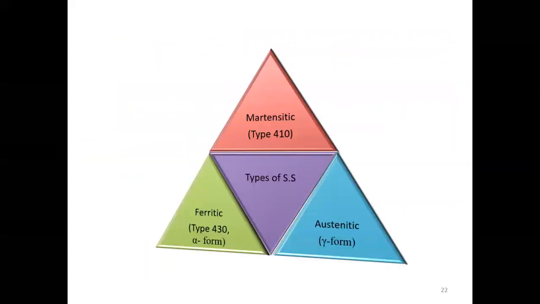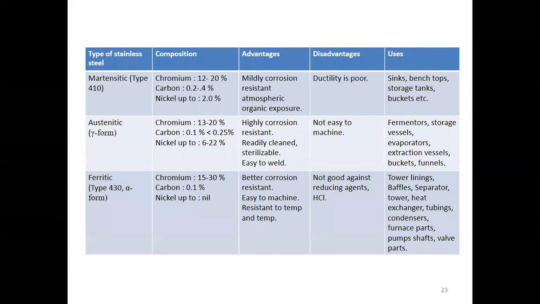So depending on its type, stainless steel is of three types. The first is martensitic, which is type 410. Austenitic, which is gamma form, and ferritic, which is type 430, and it is alpha form. So now let us see the types of stainless steel.